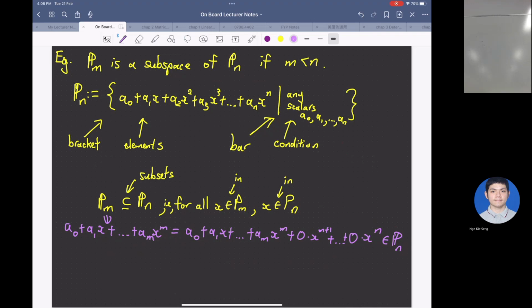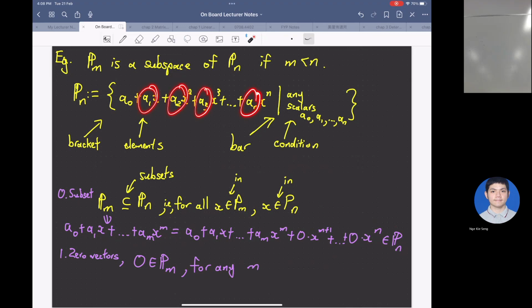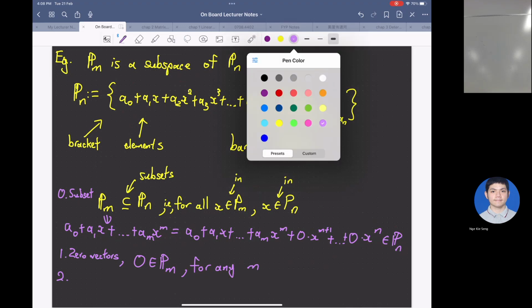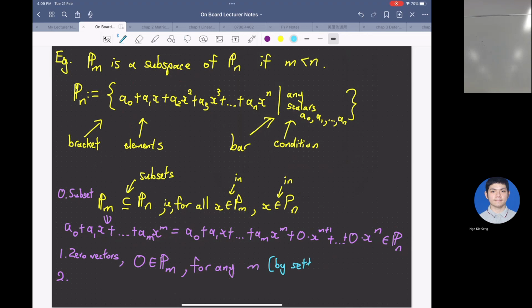Okay, next. So this is about subset. After subset, this is the zero condition. The first condition is that the zero vector is in the subspace. So is zero in Pm? Zero is in Pm actually for any m, because you can set every coefficient to zero. If I am explicit, by setting all scalars as zero, you get the zero.